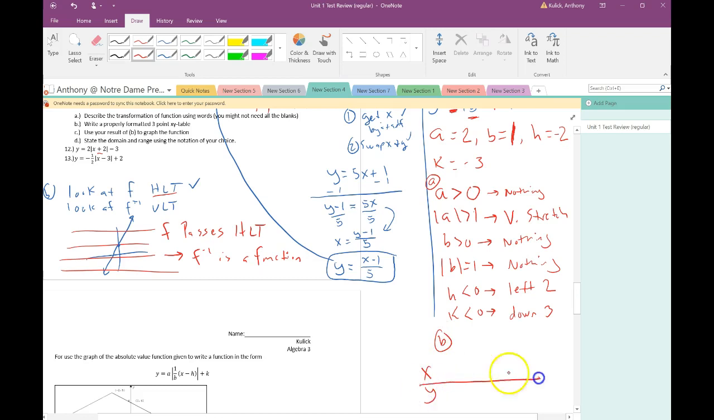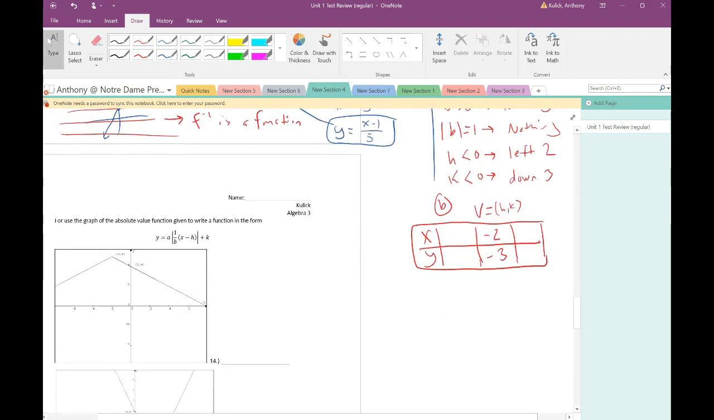To write my XY table, a properly formatted XY table for an absolute value function is going to need 3 points. The middle point in that XY table has to be the vertex, and the vertex is the point h comma k. So I note from above that h is -2 and k is -3. So I know that's going to be the middle point in my table.